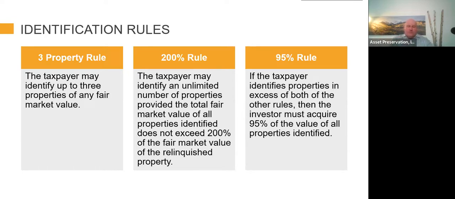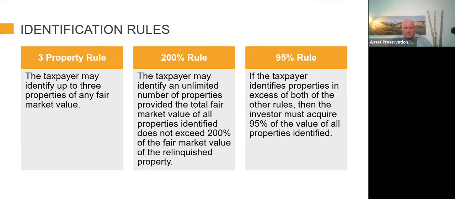The alternative is what's known as the 200% rule. I can identify as many properties as I want, but no more than 200% of the value of what was sold. So I identify 9 properties in that example, but not over $2 million. So 3 property rule, you're limited to 3 properties, but the value is unlimited. 200% rule, I've got an unlimited number I can identify, but no more than twice the gross value of what was sold.